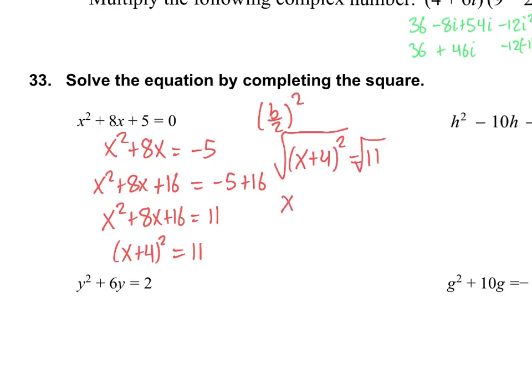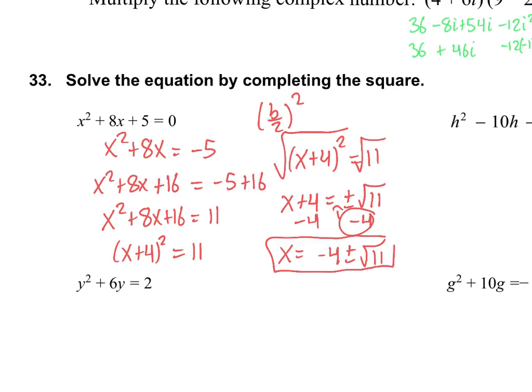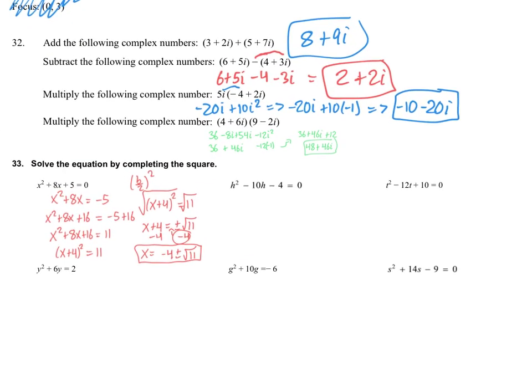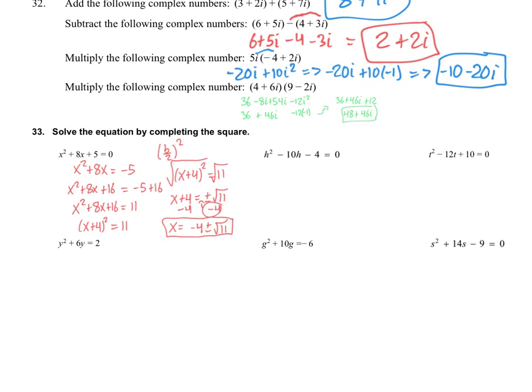So I'm going to get x plus 4 equals plus or minus the square root of 11. Subtract 4 from both sides. Remember, that goes in front. So my x is going to equal -4 plus or minus the square root of 11. I'll do one more with you guys, and then I'll pause it and do the rest.